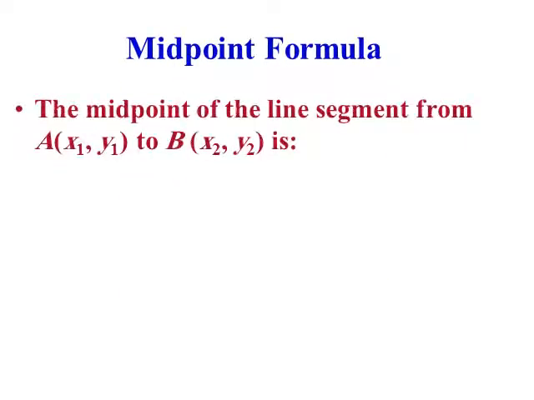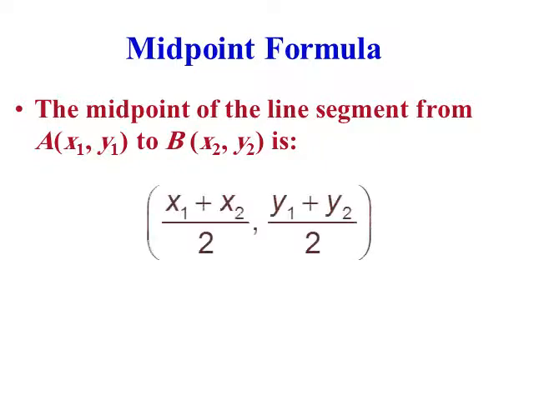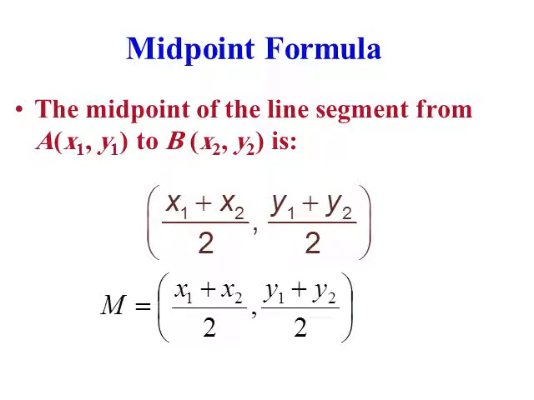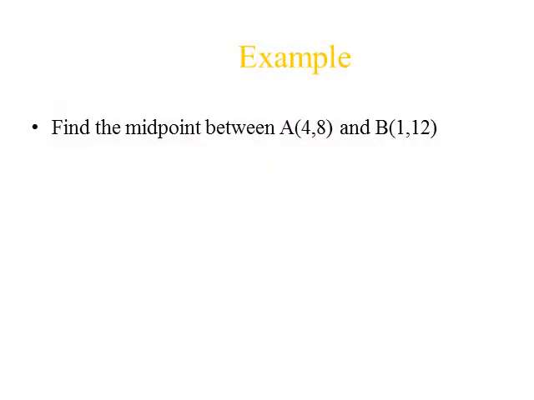If the two ending points of the line are A (x1, y1) and B (x2, y2), to find the midpoint of the line segment AB, the coordinates of the midpoint M will be x1 plus x2 over 2, y1 plus y2 over 2.